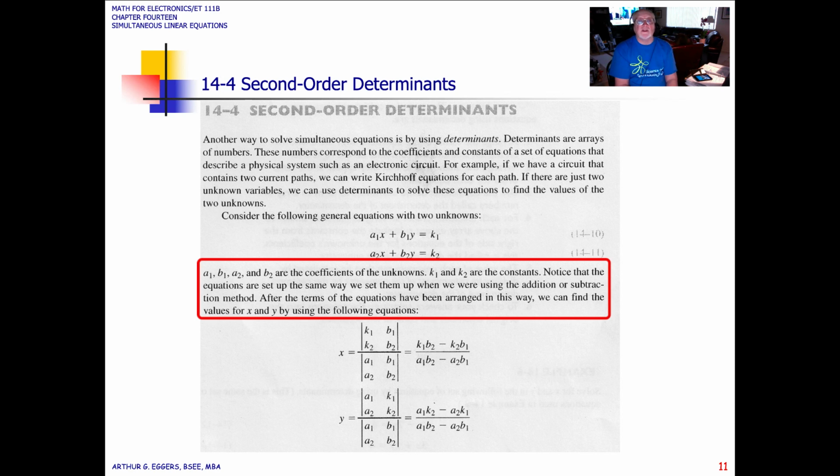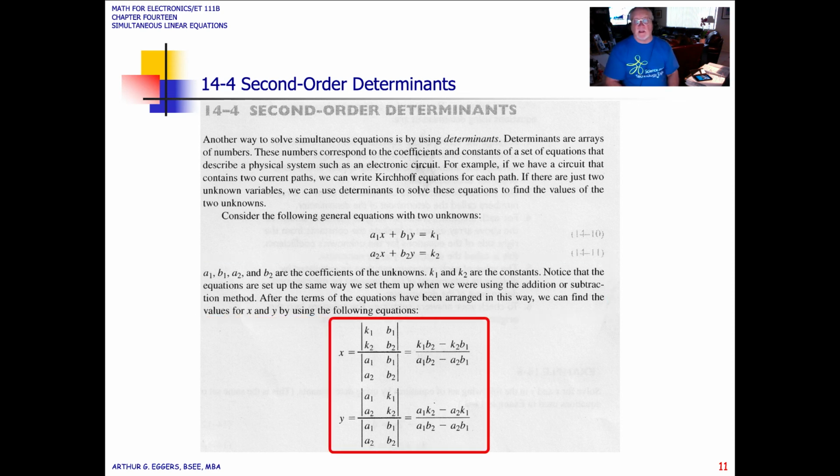Notice that the equations are set up the same way that we set them up when we use the addition and subtraction method. After the terms of the equations have been arranged in this way, we can find the values for x and y. So when you first look at the arrays as they're depicted here at the bottom of the page, they might look a little strange to you, but as you work with them, you will see that they have some great ways of solving the problems by going stepwise through the process.